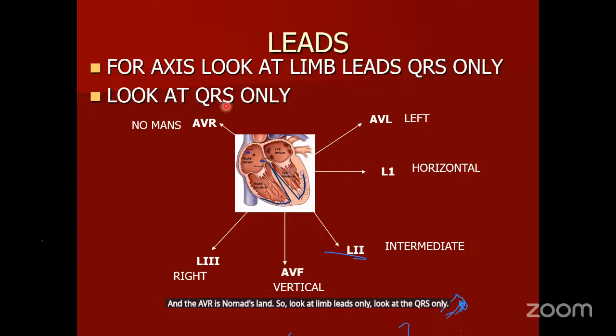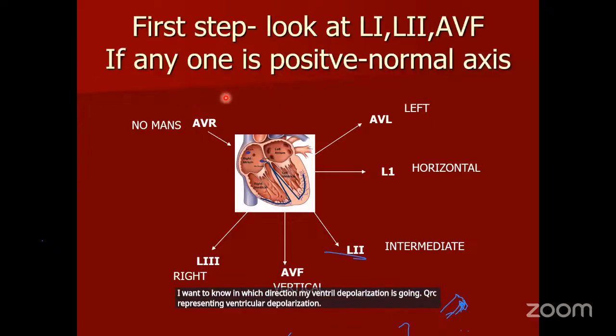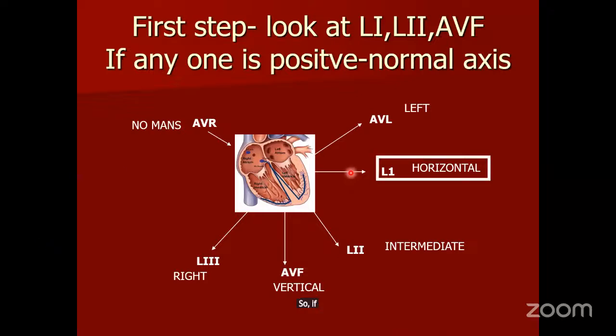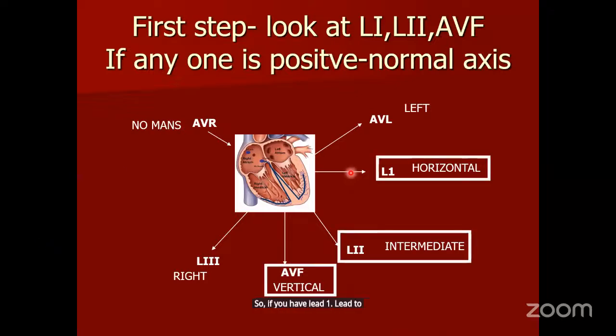Why are you looking at the QRS? I want to know in which direction my ventricular depolarization is going. QRS is representing ventricular depolarization. Then the first step is to look at lead 1, 2, and AVF. Any one of these 3 leads is going to show the tallest positive QRS complex.